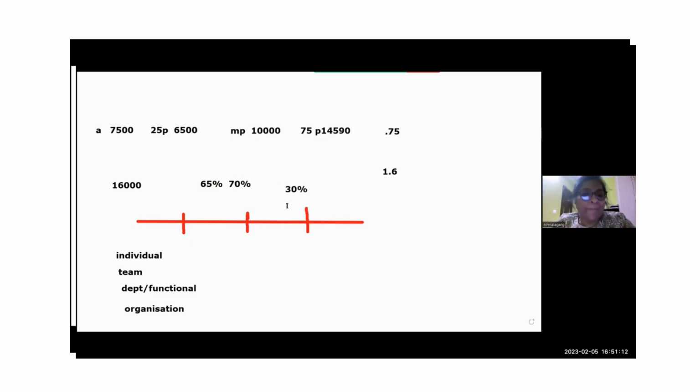And if you want more info on Compa-ratios and some more work, I will send a few things to Velma and she will pass it on to you. Okay, guys?